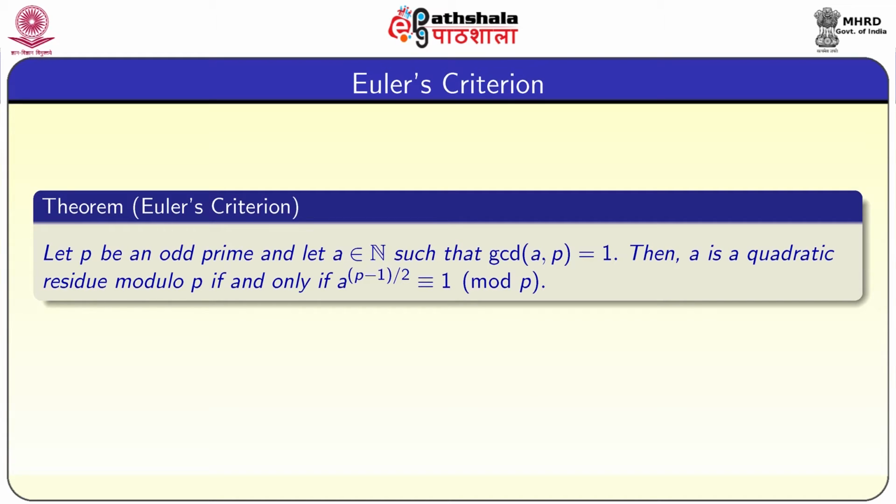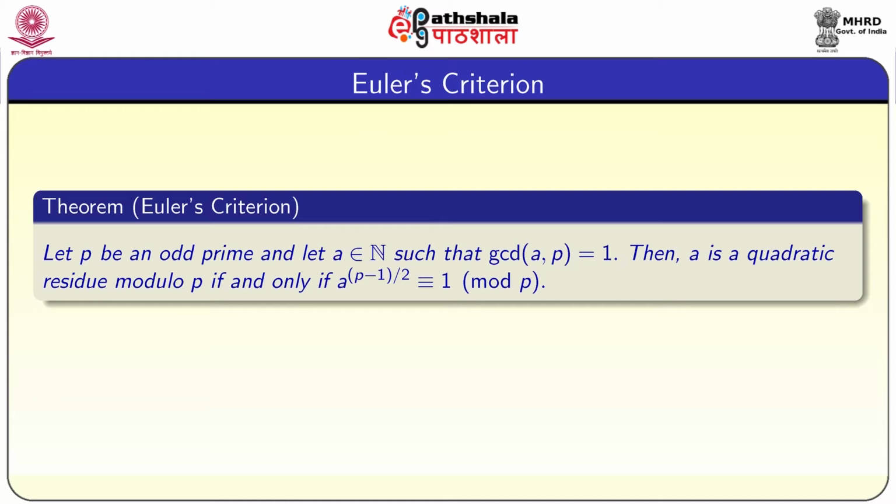Euler's criterion helps us find out whether a given integer a, which is relatively prime to p, is a quadratic residue modulo p or not. It is an if and only if condition. It says: let p be an odd prime, and let a belong to N such that GCD of a, p equals 1. Up to this extent, this is the hypothesis.